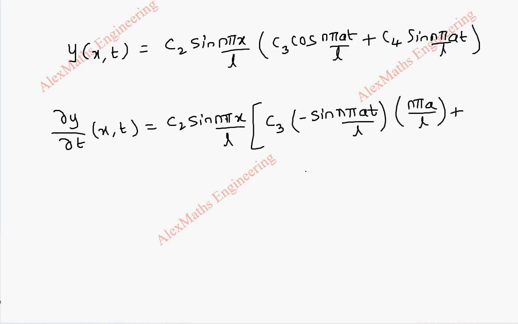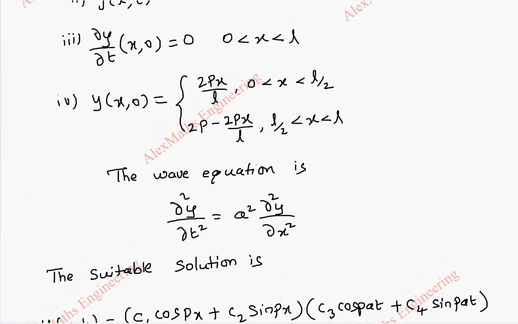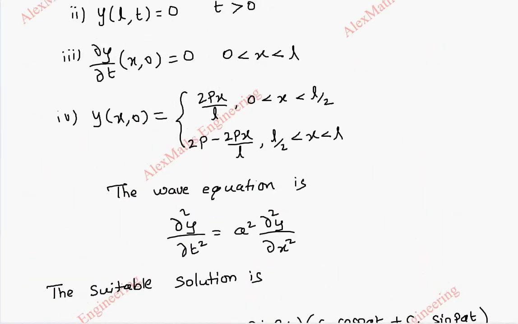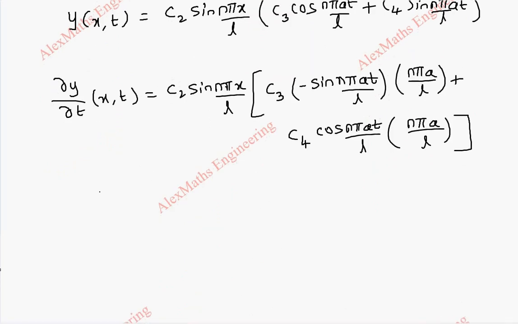Similarly, the next term is C4, sine differentiation is cos. So cos n pi at by L into n pi a by L. After this, we are going to apply the third condition, that is dou y by dou t of x comma 0 is 0. So initial condition, that is t is 0. I'm going to apply 0 wherever t is there.